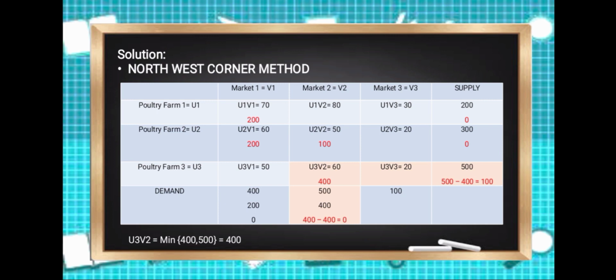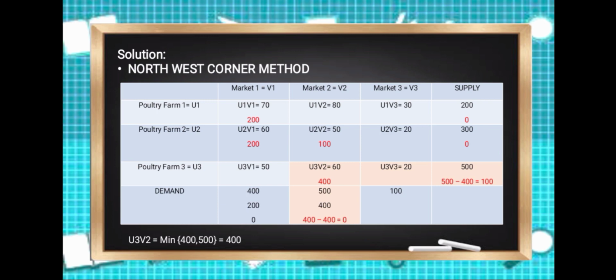So the minimum of that is 400. So we will put the value of U3 V2 is equal to 400. And then the demand is 400 minus 400, so our demand now is 0 in column 2. And the value of our supply now in row 3 is 500 minus 400 is equal to 100.